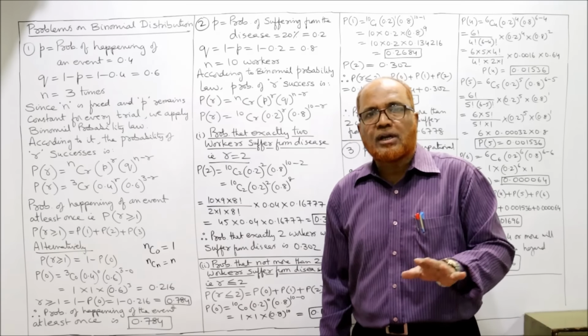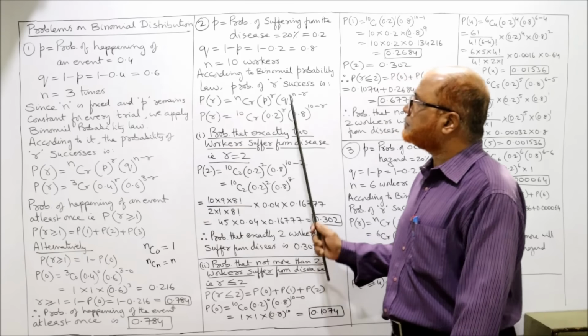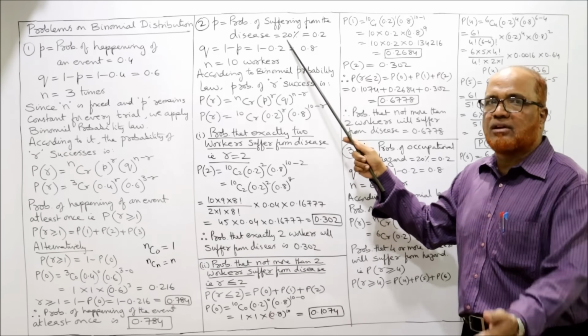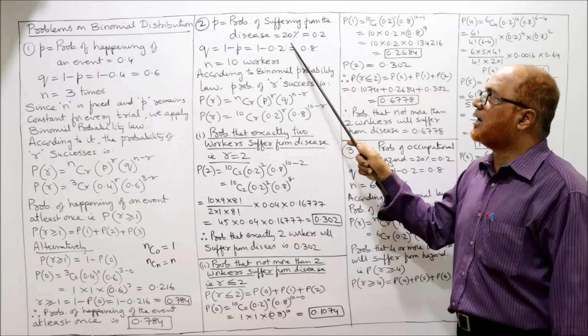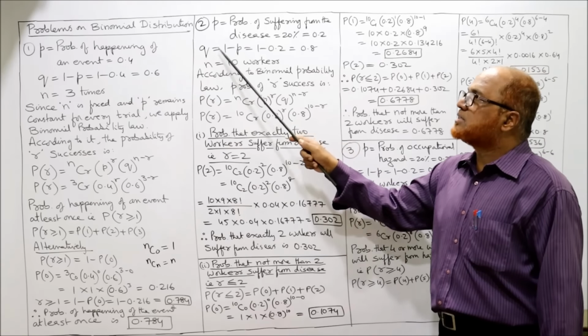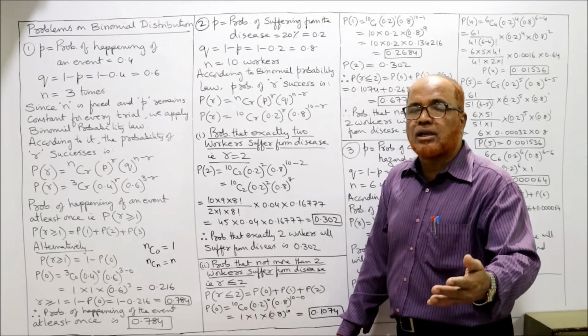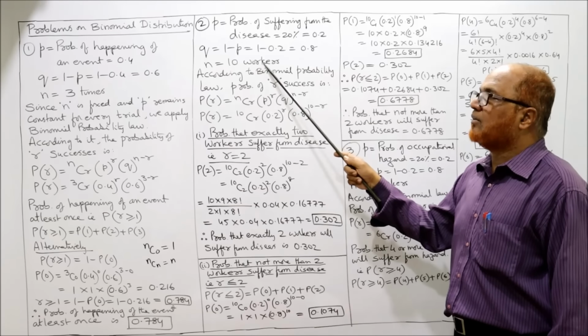So the total number of workers is 10. So we'll put the data in notational form. P is equal to the probability of suffering from the disease, 20% given in the problem. So P is equal to 0.2, 20 by 100, 0.2. Q is equal to 1 minus P, I already explained. If P is given, we can automatically find Q as 1 minus P, so 1 minus 0.2 is 0.8. N is equal to 10 workers.